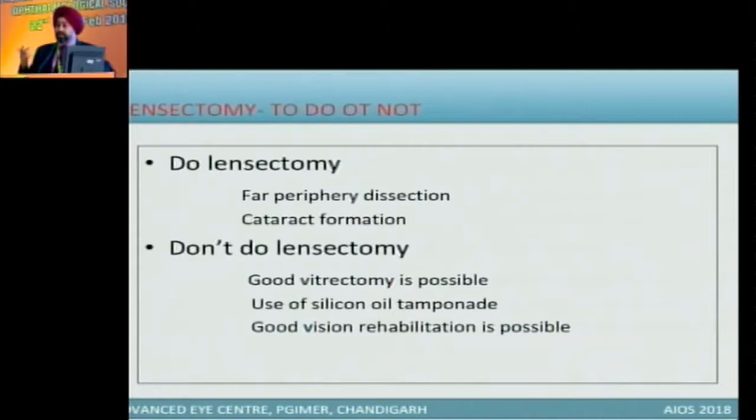So you can't just do a lensectomy. How will I rehabilitate him? So good surgeons are keeping the lenses. They are even doing cataract surgery and IOLs before putting the oils. So many things you can do. Do not need lensectomy here.